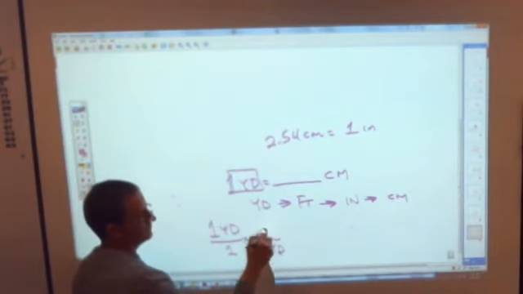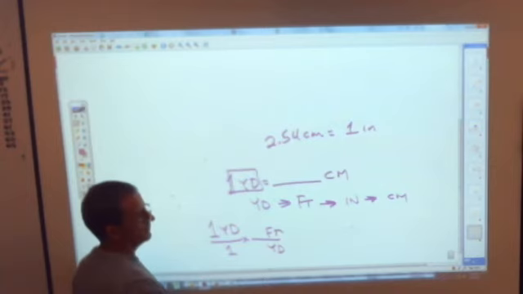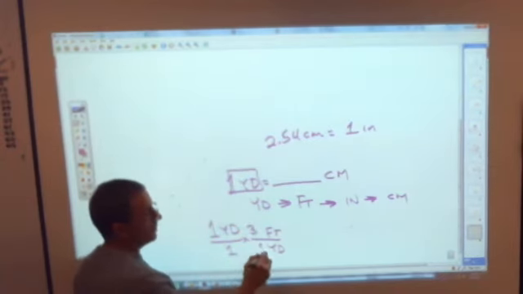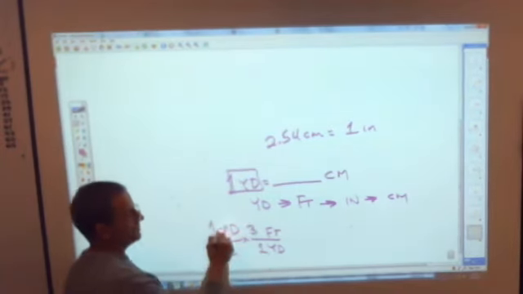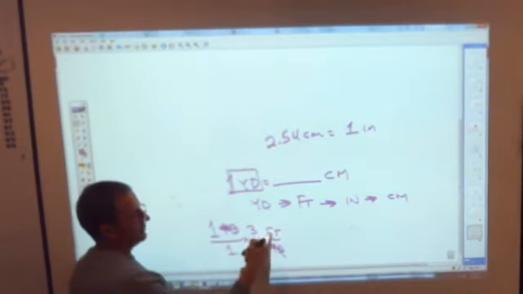What goes on top? And how many feet are in a yard? 3. Now, you don't have to do the math just yet. We'll just cross off the labels. I've now changed it into feet.